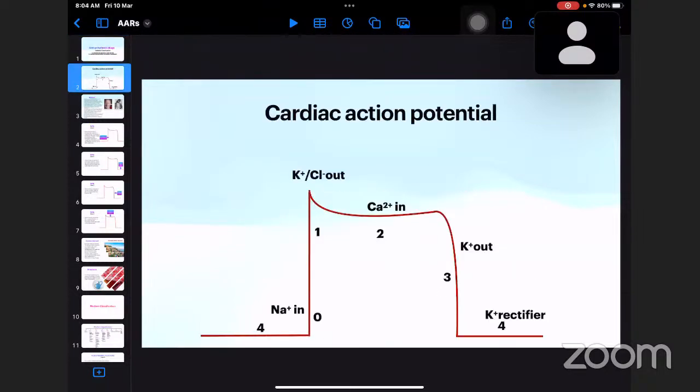Coming to the basic cardiac action potential, as you know, there are 5 phases: 0, 1, 2, 3, 4. In phase 0, sodium enters the cardiac myocyte. At phase 1, potassium and chloride come out. Phase 2, calcium enters. And phase 3, delayed after depolarization, potassium goes out. And at phase 4, there is a potassium rectifier.